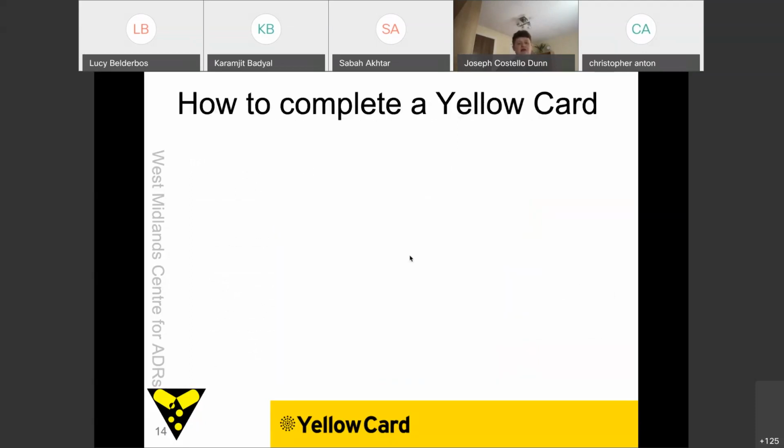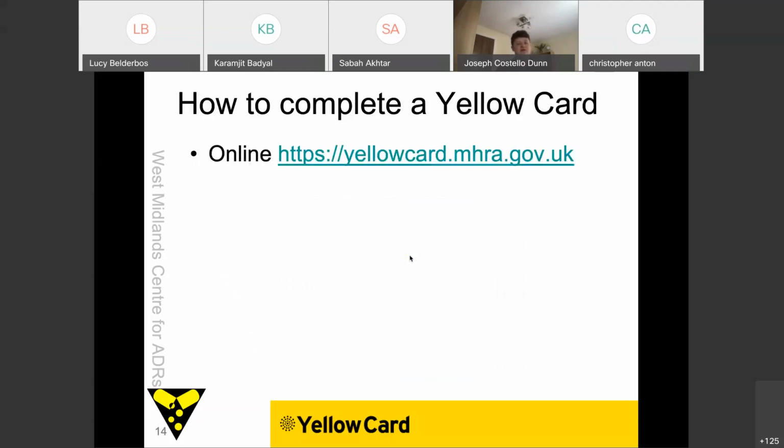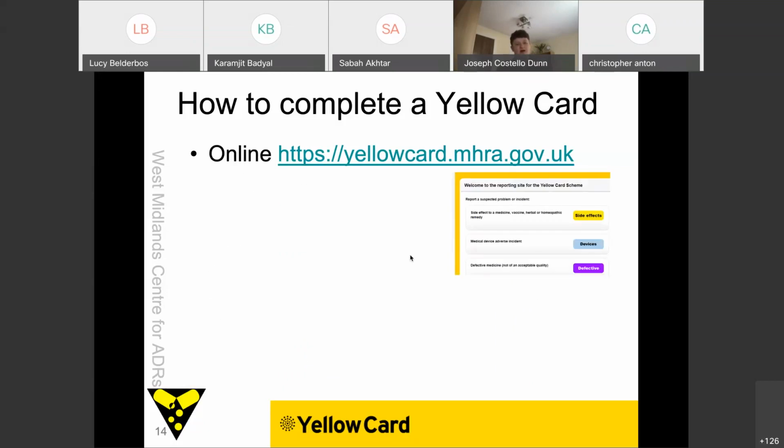So how do we actually fill in a yellow card? So we can fill in a yellow card online using the website, which is yellowcard.mhra.gov.uk. And this is the desirable way of filling in a yellow card, as it captures all of the essential information required to make a report valid. And Zaid will later go on to discuss what makes a report valid.